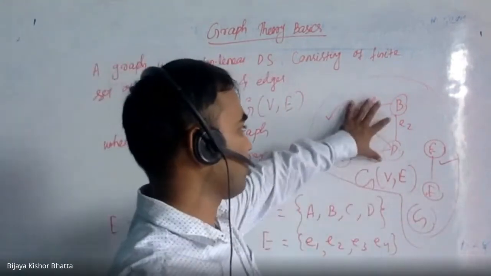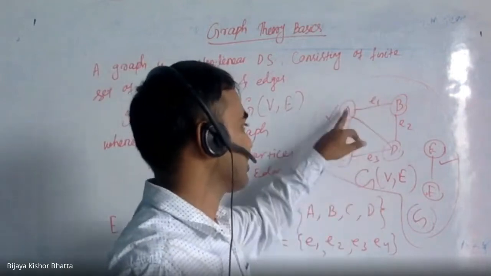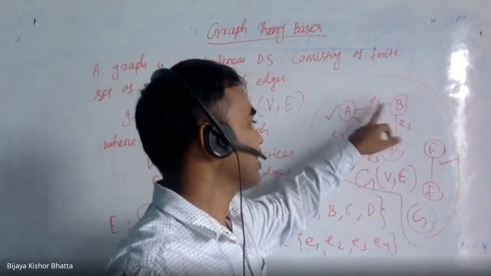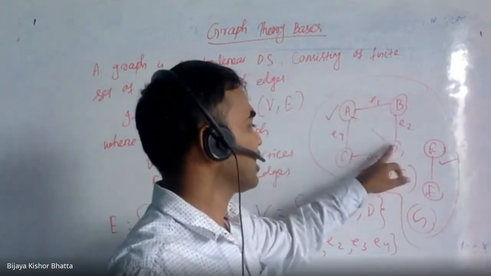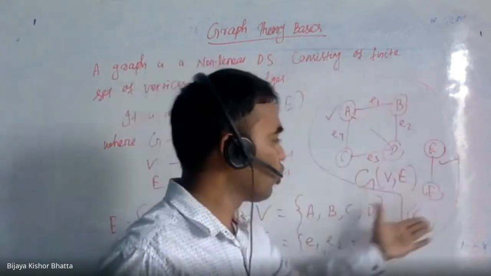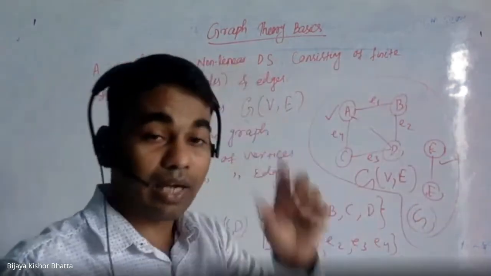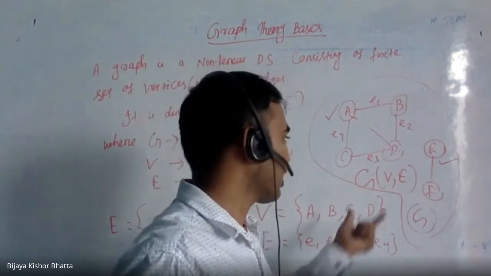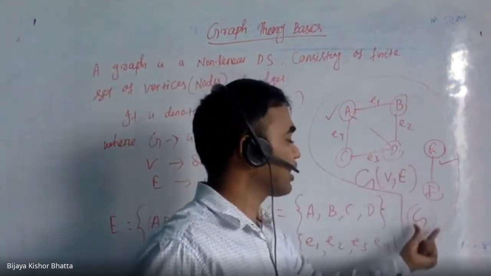Because this is one component, and the vertex set is A, B, C, D, E, F, G, and the A set is E1, E2, E3, E4, and this S and this S. So this is the S set. As a whole, I can call it a graph, but this is a special kind of graph. This is not a normal graph. It is a disconnected graph.